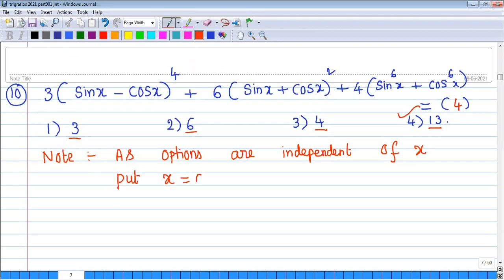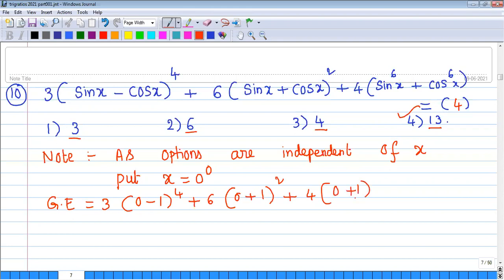Put x equal to 0 degrees. See, what do you get now? In the given expression, 3 times (sin 0, which is 0, minus cos 0, which is 1) to the power 4, plus 6 times (sin 0 plus cos 0, 1) squared, plus 4 times (sin 0 to the power 6, 0, plus cos 0 to the power 6, 1). 3 times minus 1 to the power of 4, 1 only. 6 times 1 plus 4 times 1. So the answer is 3 plus 6 plus 4, 13. Yes, sir.